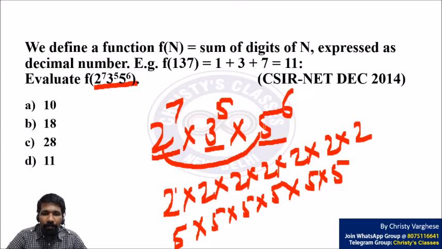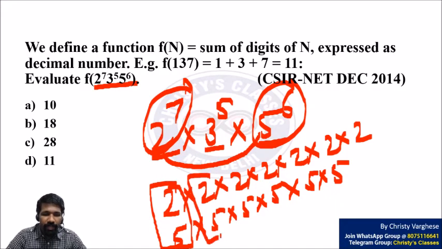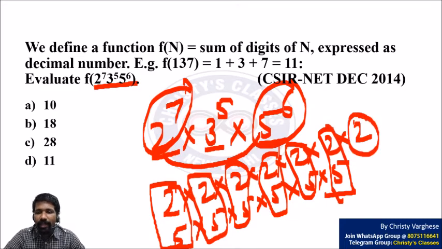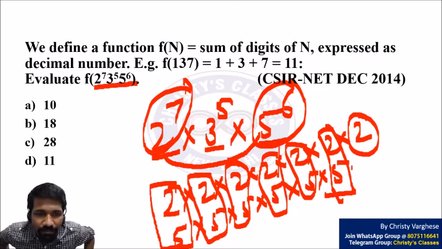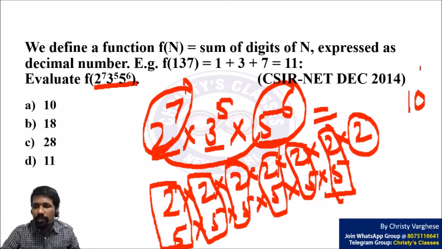Now multiplication is commutative and associative. Anyway you have to multiply this and this, so whichever order it multiplies does not matter. 2 into 5 is a 10. Another 10. Another 10. How many 10's can you form like that? 6 10's you can form like that. After forming 6 10's, there is a 2 that cannot be combined because there is no more 5. There are only 6 5's, but 7 2's are there. That is why you can combine only up to getting 10 raised to 6.